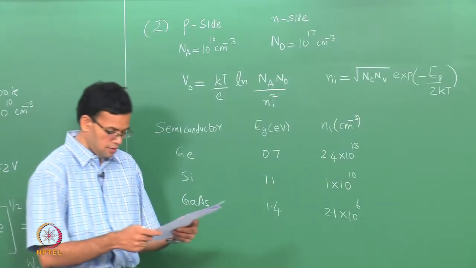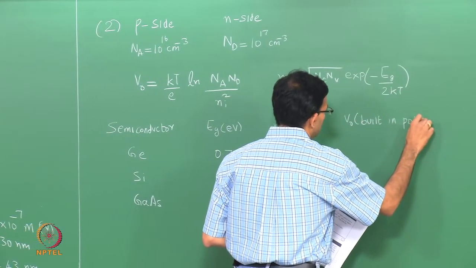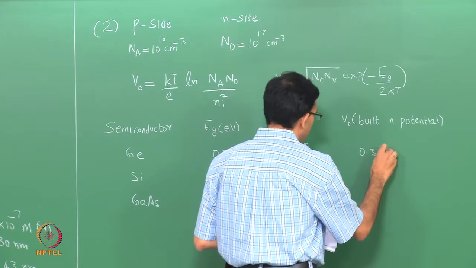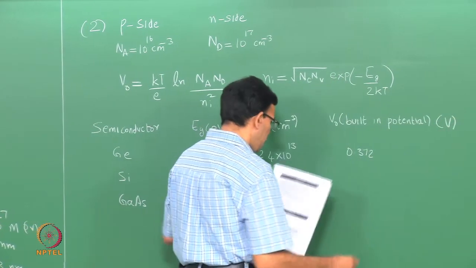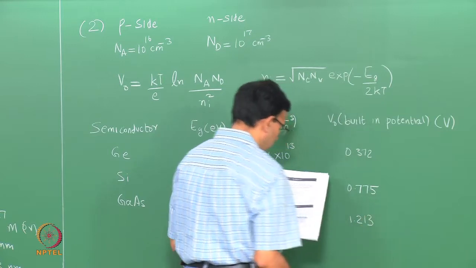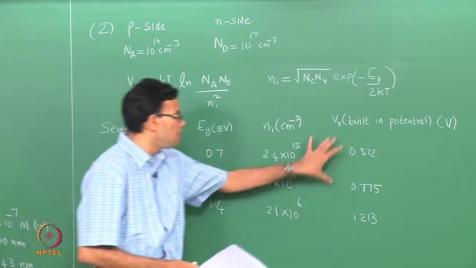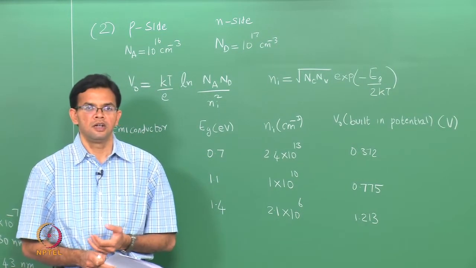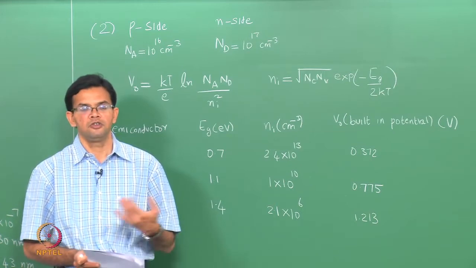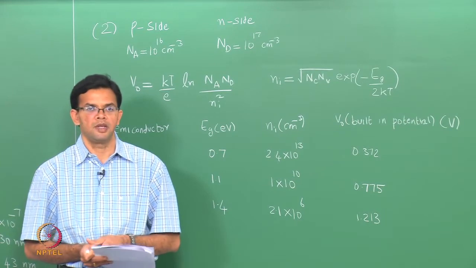I will just write down the final answer. So, V naught, which is your built in potential, is nothing but 0.372, the units is volts, for germanium. For silicon it is higher, 0.775, and it is even higher for gallium arsenide, 1.213. So, as the value of Ni goes down because you have a higher band gap, the built in potential at the junction essentially increases. This information is especially useful when you are trying to build devices with materials apart from silicon, because once you know the built in potential, you would also know what kind of current needs to be applied through the circuit for a particular kind of application.